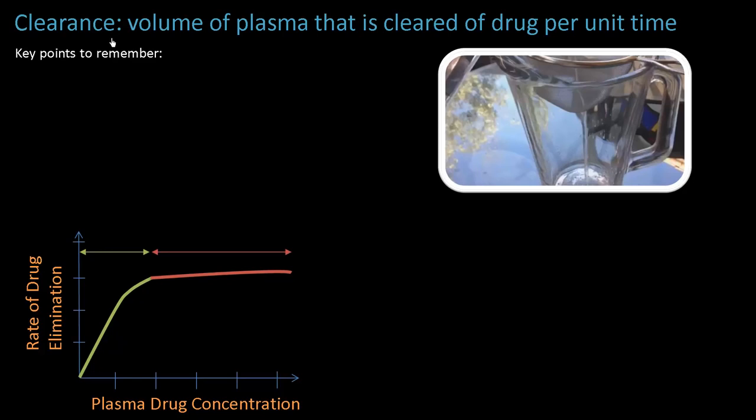So now we finally get to talk about drug clearance. Let's start off with the definition. What is it? Clearance is the volume of plasma that is cleared of drug per unit time. It is a volume per unit time.